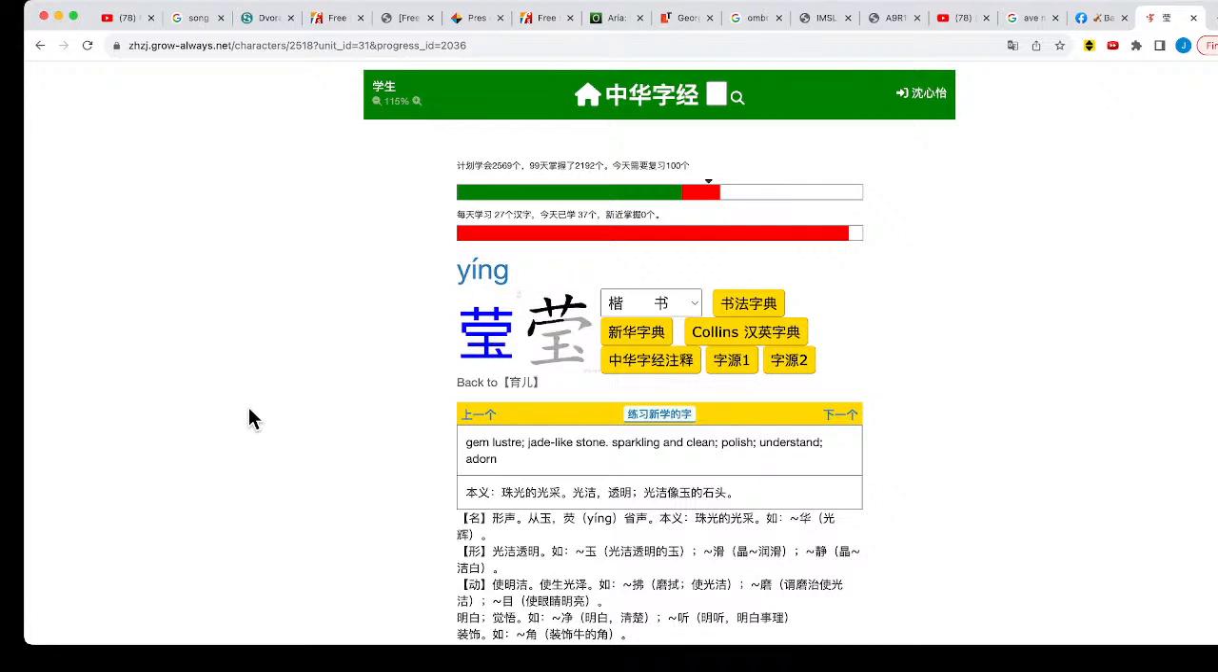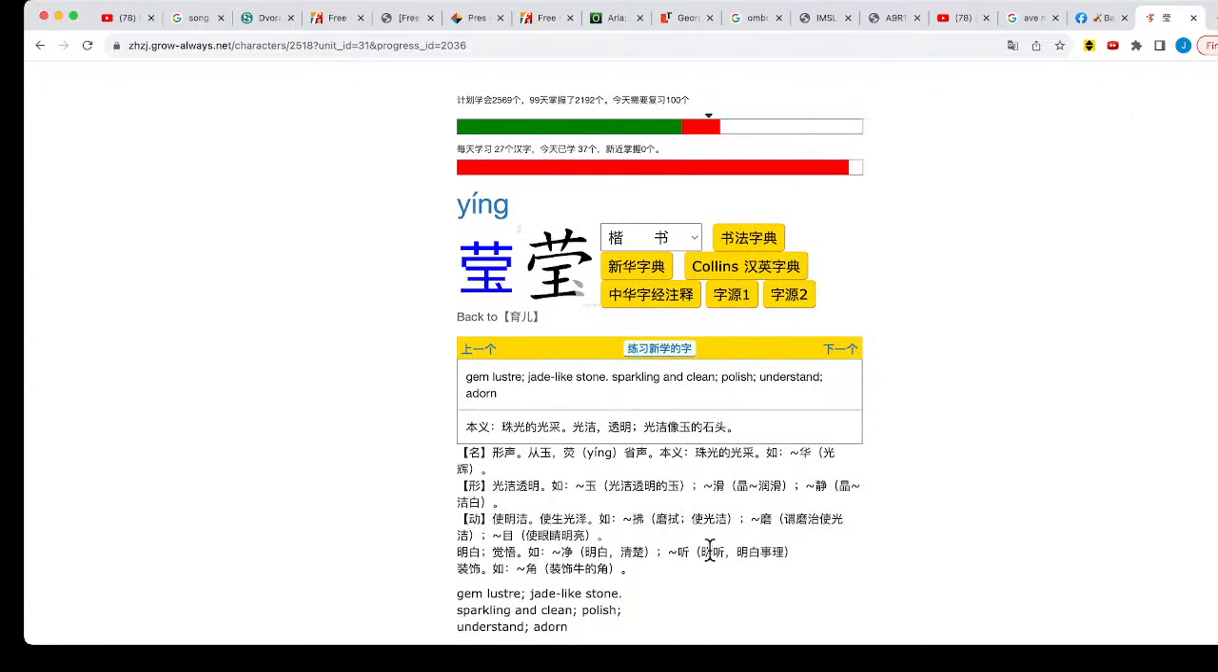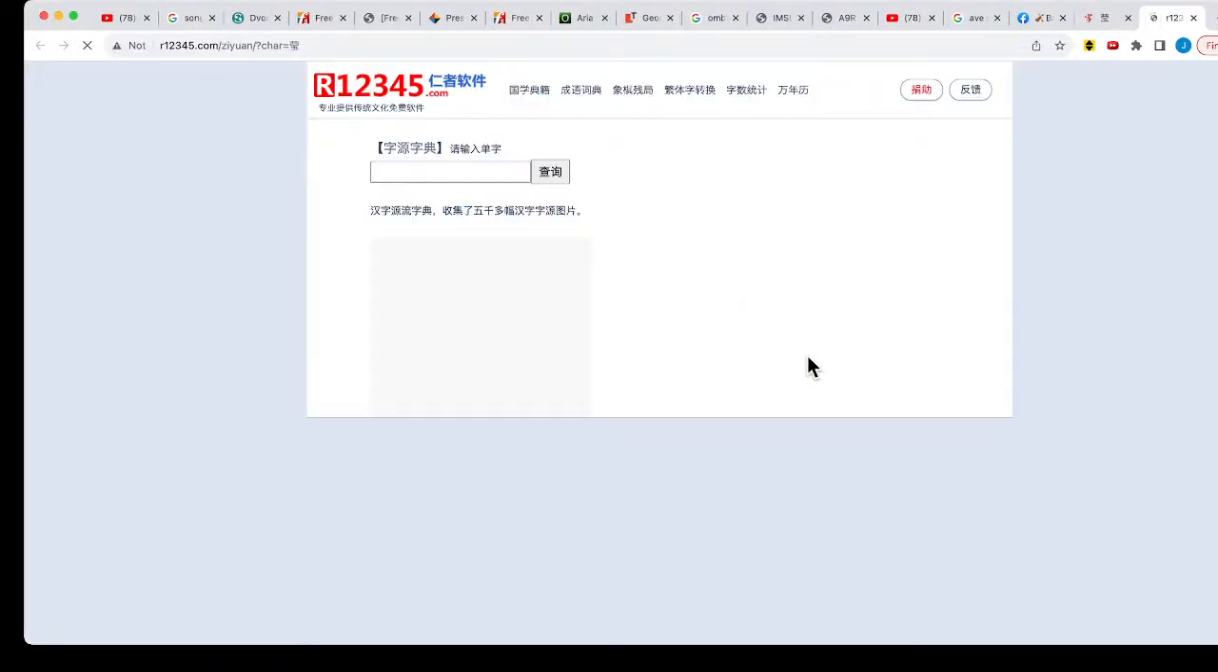Then there's also an extended meaning, which is understand and adorn. Understand. And why is that? Because when you understand, it feels like your heart is brightened. It becomes bright and clear. That kind of feeling. So that's why they use this character, which means clear, bright, glittering kind of stuff, to mean understand. Let's take a look at this character.